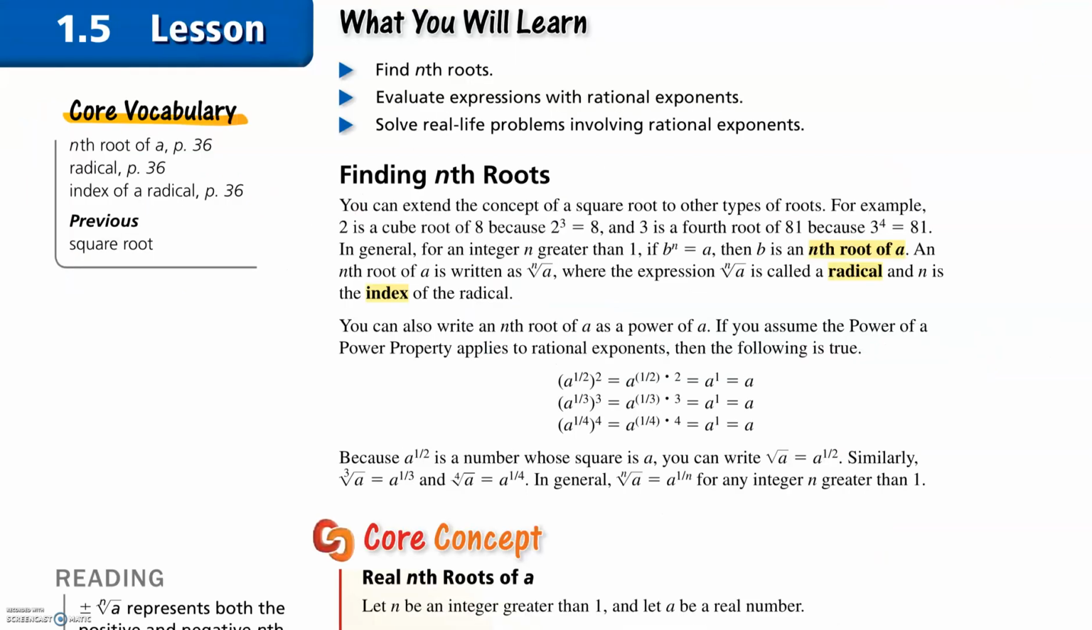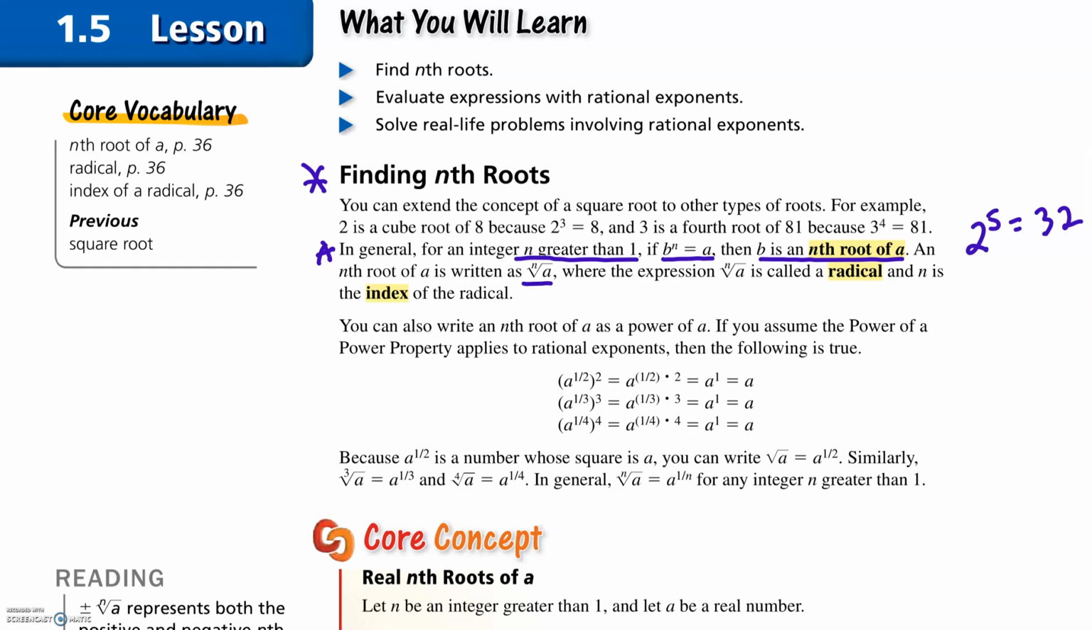Okay, now I have switched to the next page. We're going to talk about nth roots. We're going to extend the idea of square root and cube root to fourth roots, fifth roots, sixth roots. We call them nth roots. So in general, for an integer n greater than 1, like 2 or 3 or 4 or 5 and so forth, if b to the n equals a, we call b an nth root of a. So for example, because 2 to the 5th power equals 32, 2 is a fifth root of 32.